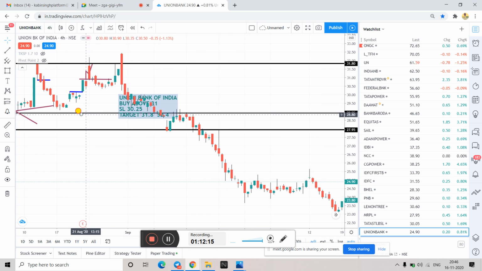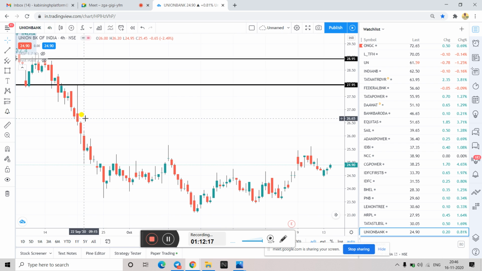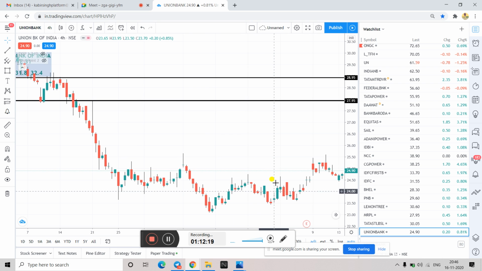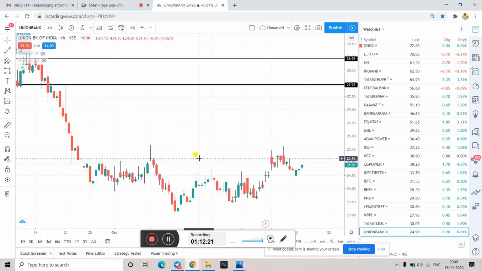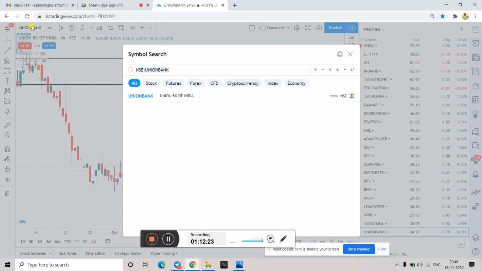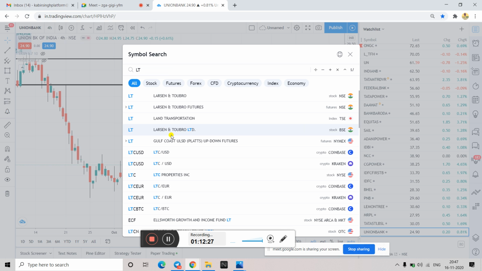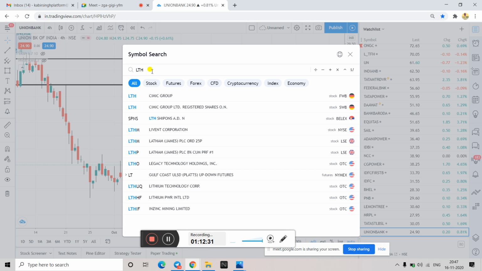So it has fallen, and now it is completely in downtrend. In L&T Housing Finance also there is a setup, because these are a few entries which I have taken and drawn on my chart. That's why I remember all this.